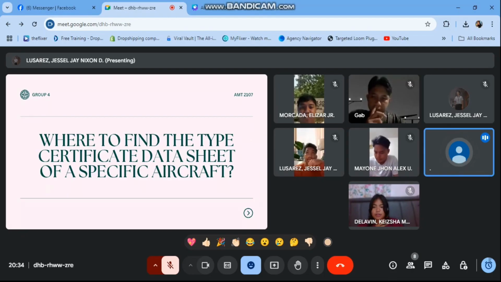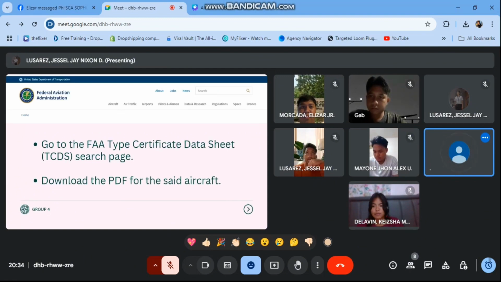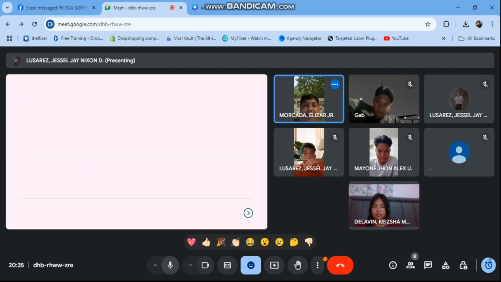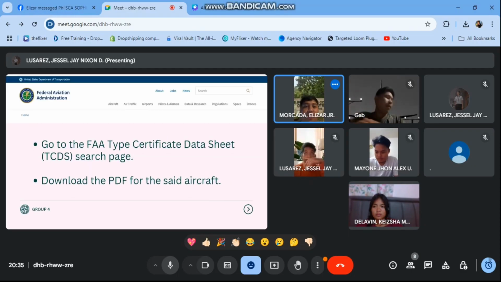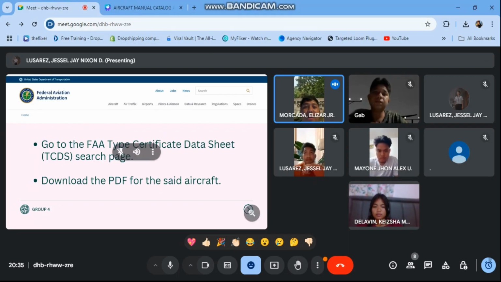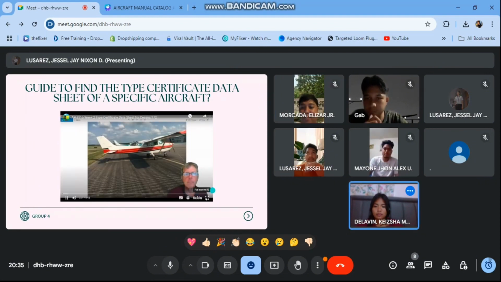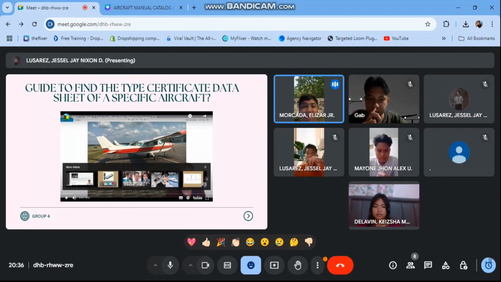So where to find the type certificate data sheet of a specific aircraft? You must go to the FAA type certificate data sheet TCDS page, search, and download the PDF for the said aircraft. Here is the guide to find the type certificate data sheet of a specific aircraft. Here's our airplane that we have. For further guidance, you must click the video.